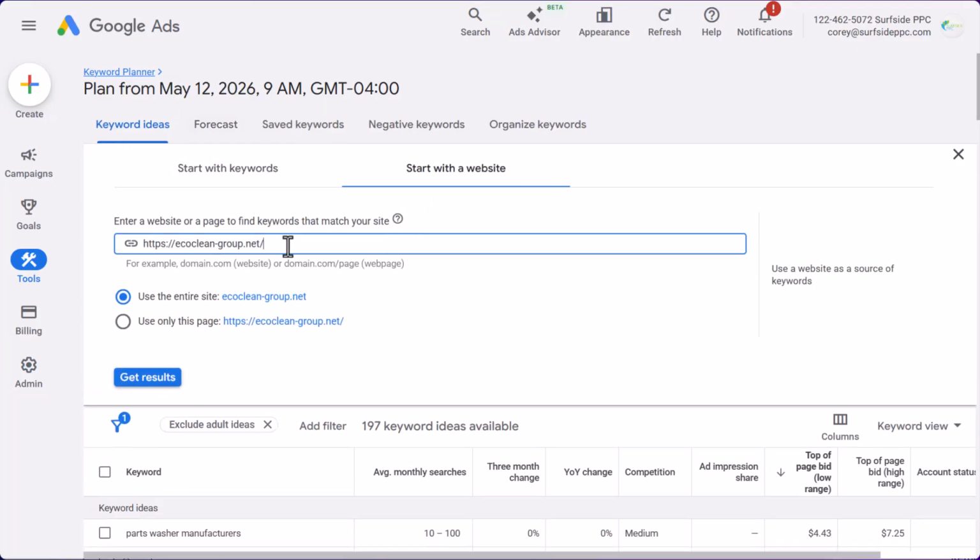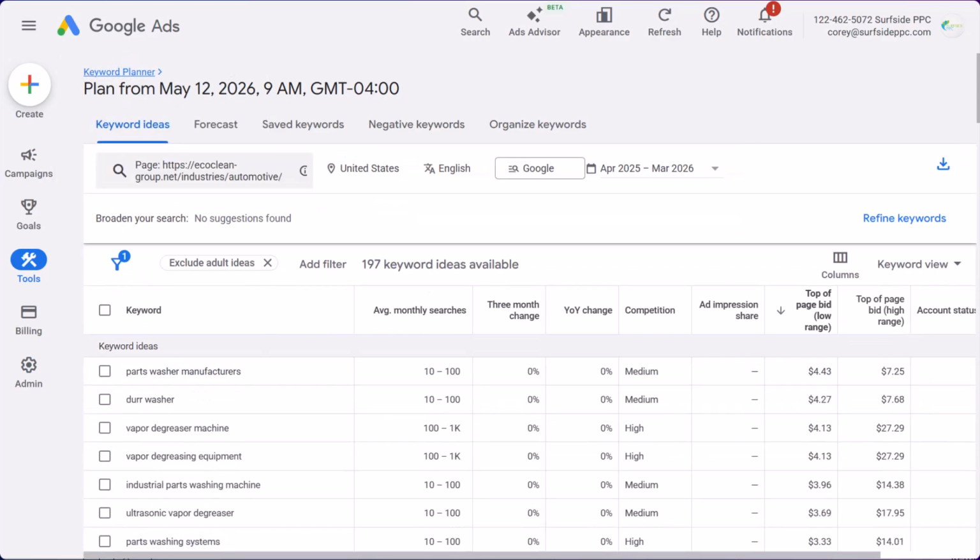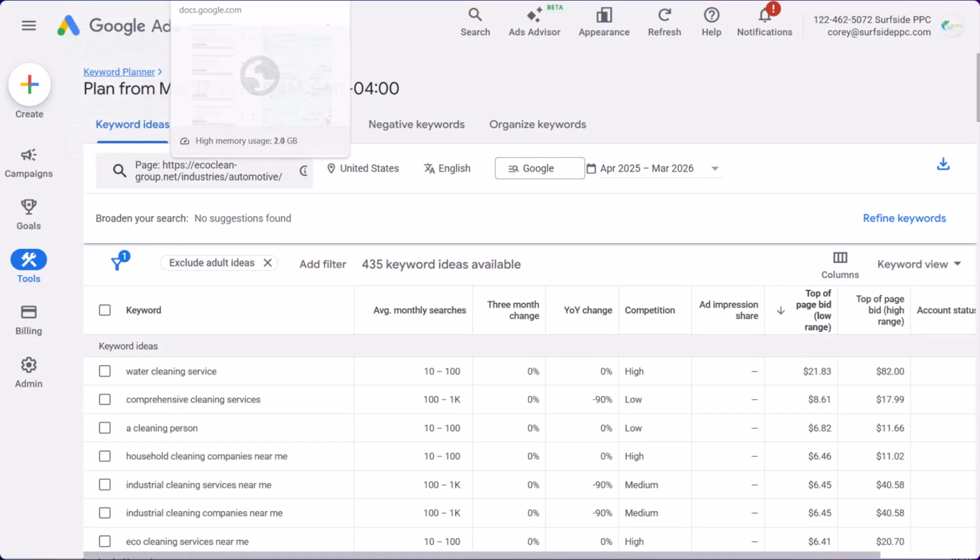And what we do is we start with a website, we search that URL. Instead of using the entire website, we're only using this page. Sometimes you might not get anything. There's a chance we do not get much here.